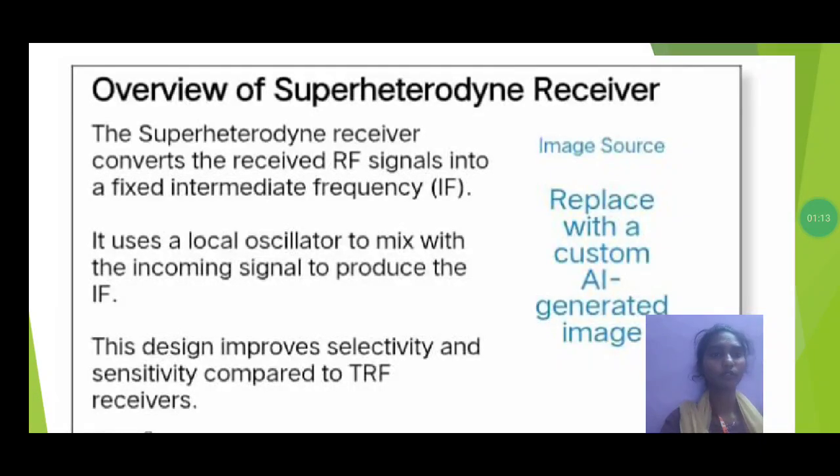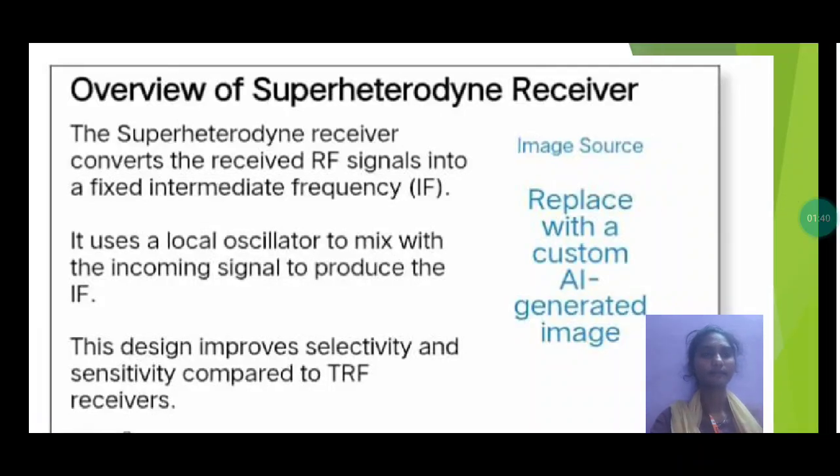Overview of super heterodyne receiver. The super heterodyne receiver converts the received RF signals into a fixed intermediate frequency, IF. It uses a local oscillator to mix with the incoming signal to produce the IF. This design improves selectivity and sensitivity compared to TRF receivers.